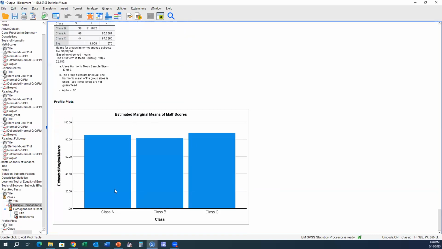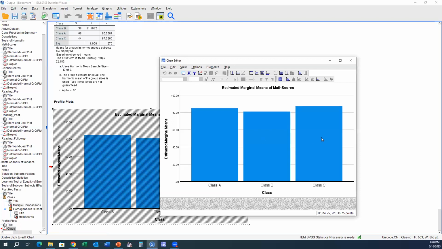Then at the very bottom, you'll see bar charts for what we presented here. If you just double click this chart, this is not APA format right now, but all you need to do is change the color. So if you just click one of the bars and then just select gray, black, or you could choose white, but you would have to use a different color for the border. So usually black and gray are the colors I use to keep the APA format.